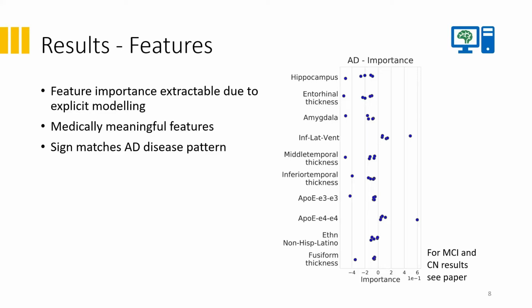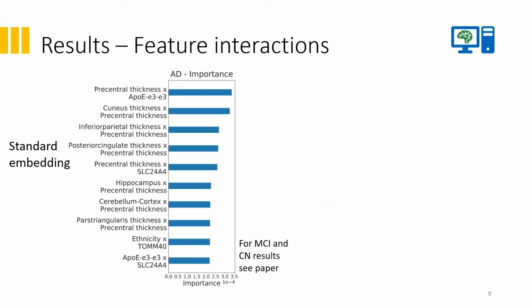Furthermore, our model design enables us to not only extract single feature importances, but also feature interactions. Unfortunately, due to the large number of features, an even larger number of interactions contribute to the result. One can only identify that many regions in or near the hippocampus, as well as a few genetic markers, appear as important. However, an interpretation is difficult.